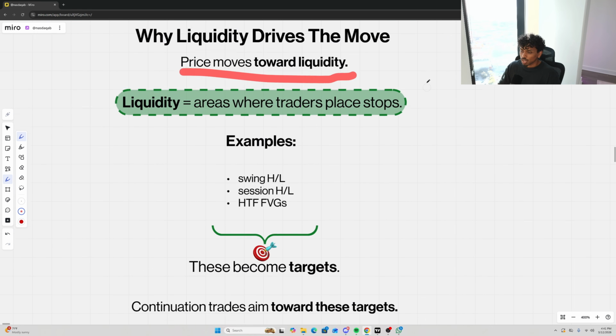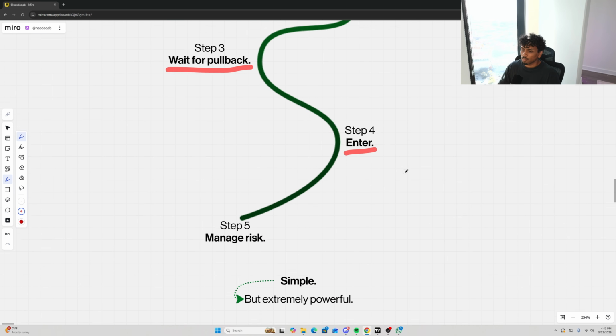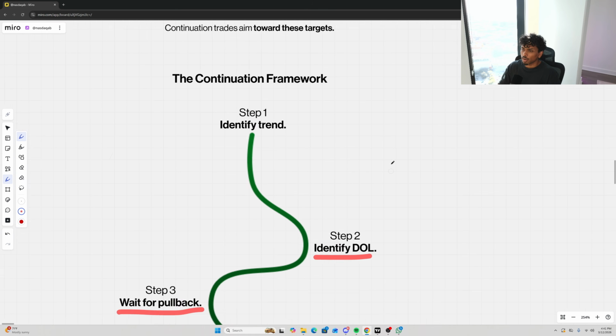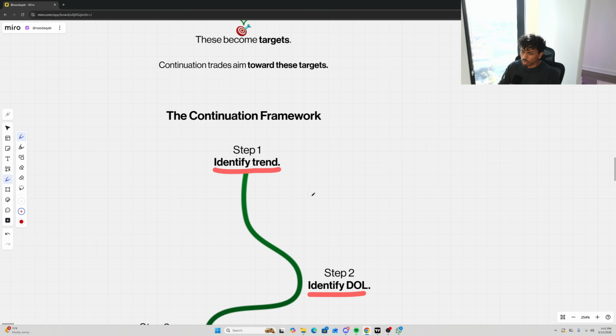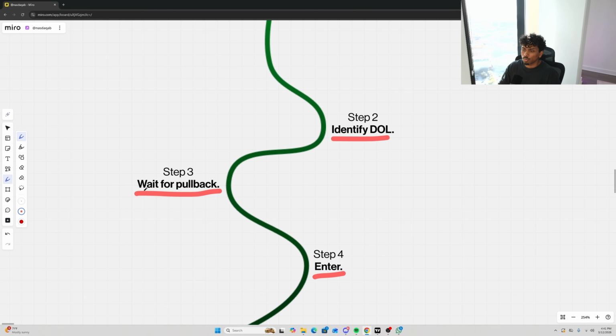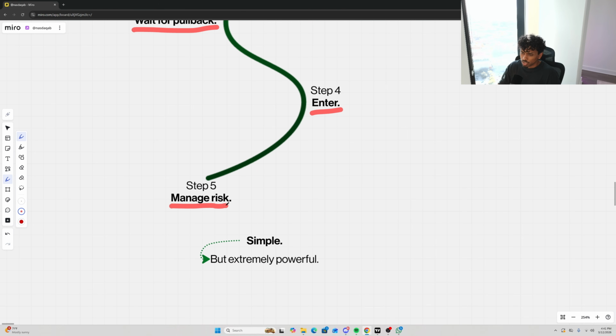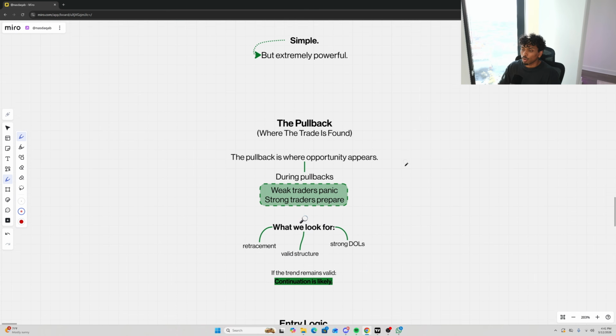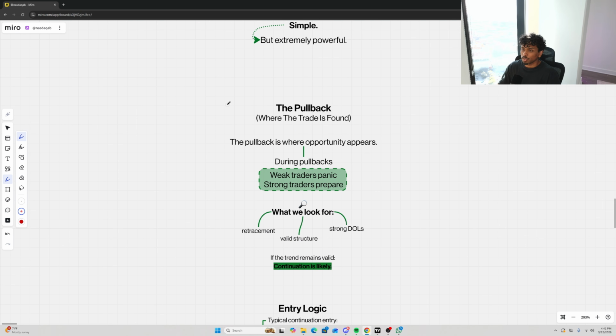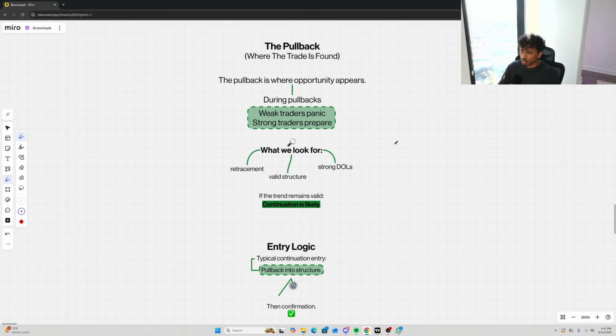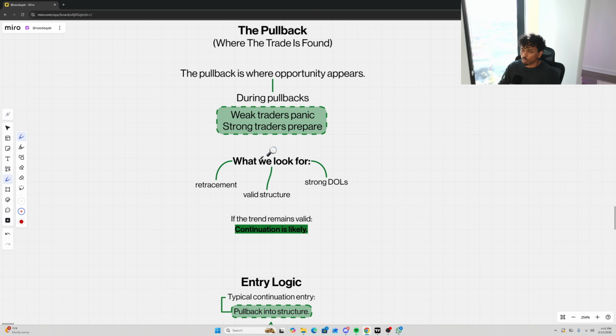So now that we've established all of these things, we've managed risk, right? We've identified the overall trend. We've identified the drawn liquidity, waited for the pullback, and we got our entry over here. And then we managed our risk by putting our stops at these structural lows and these structural highs. We can now focus more on the pullback, right? This is specifically where we are going to get our entry. All right, so obviously, this is what we are going to be looking for.